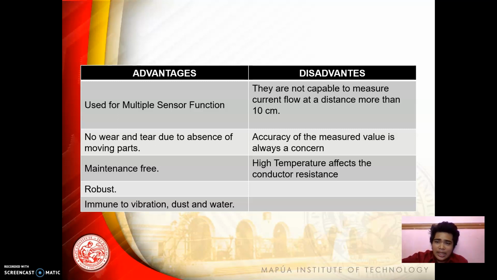A disadvantage is that they are not capable of measuring current flow at a distance of more than 10 centimeters. The only solution to overcome this issue is to use a very strong magnet that can generate a wide magnetic field. Accuracy of the measured value is always a concern as external magnetic fields may affect the values. High temperature affects the conductor resistance. This will in turn affect the charge carrier's mobility and the sensitivity of Hall effect sensors.